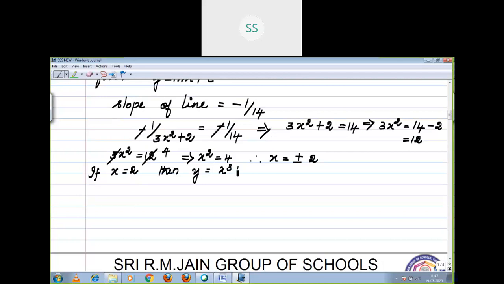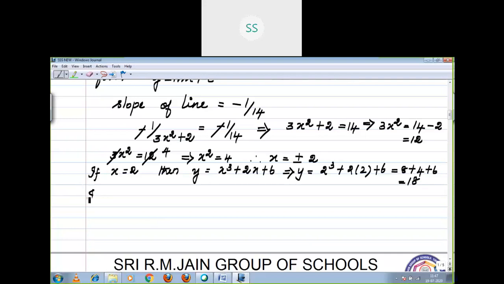x cube plus 2x plus 6, which implies y is equal to 2 cube plus 2 into 2 plus 6, which is equal to 8 plus 4 plus 6, which is equal to 18.